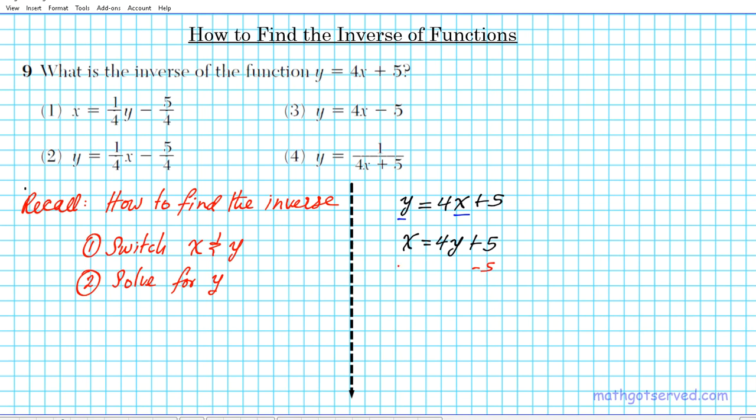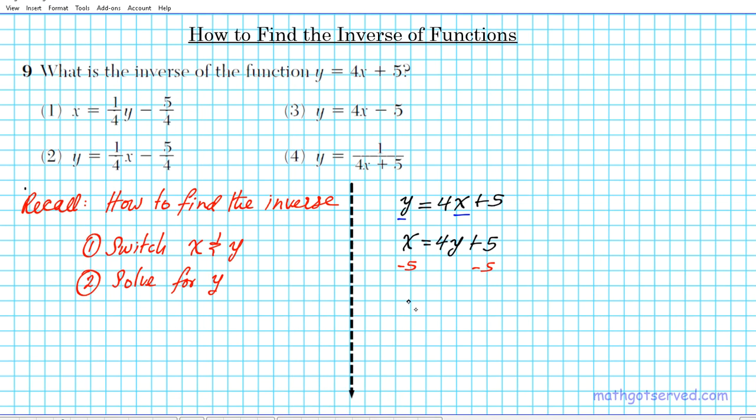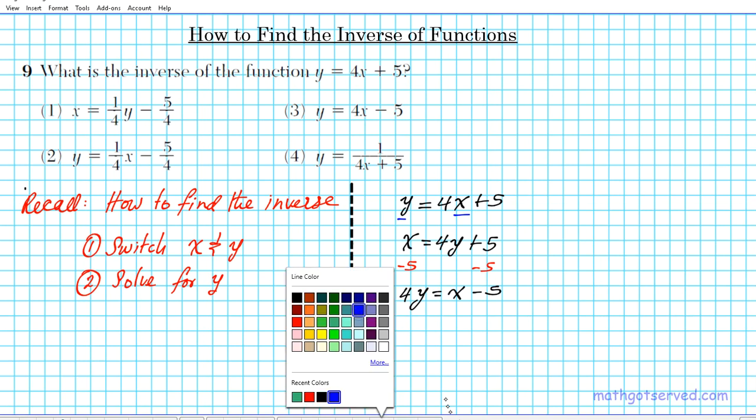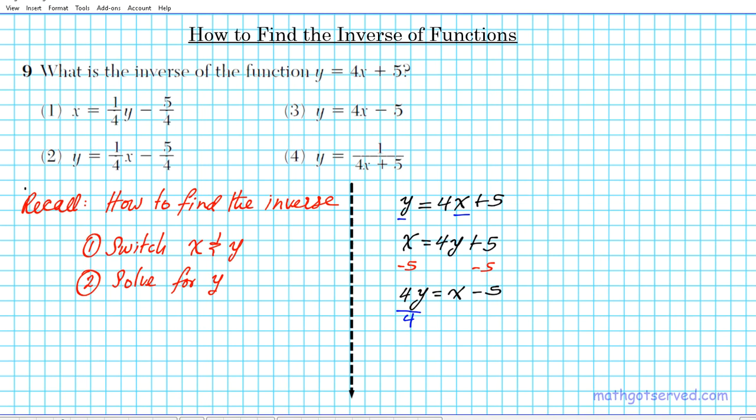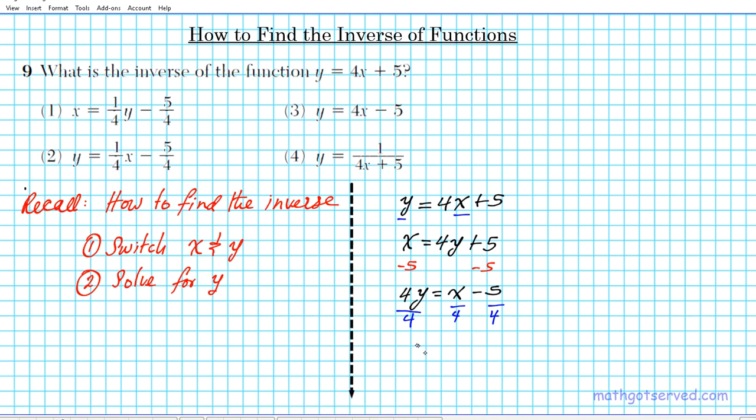Subtract 5 from both sides and then divide by 4. When we subtract 5 from both sides and switch the equation around, we'll have 4y equals x minus 5. And then to get y isolated, we divide every term by 4. Your final answer is y equals 1 over 4 x minus 5/4. This is the inverse of y. So that's basically how you find inverses.